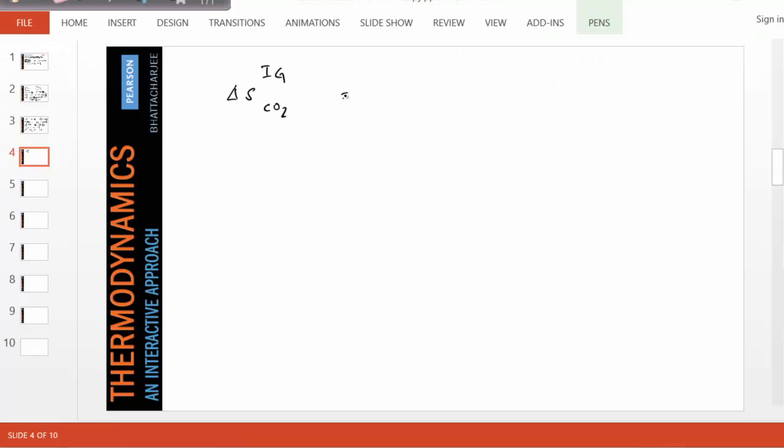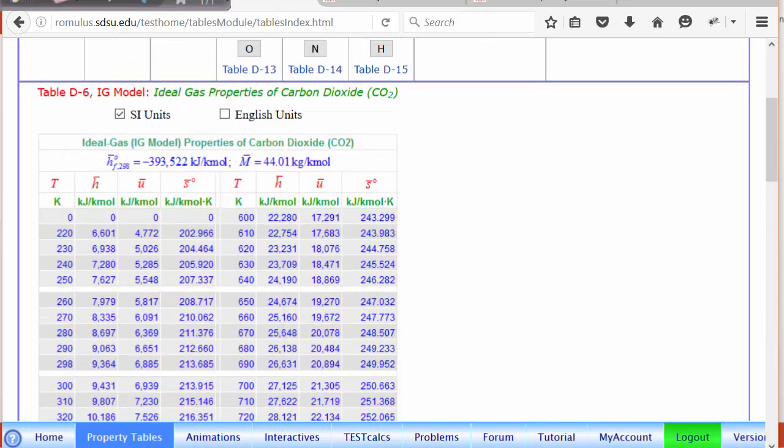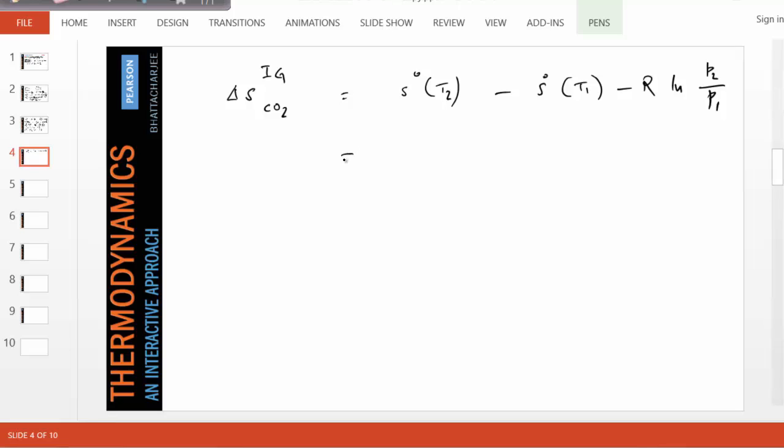IG for CO2. Again, we need to find S0 at T2, S0 at T1, and we already know R and P2 and P1. So let's go find these values. The values are again listed in the same table. S0 is right here. From this table, the 300 Kelvin value is right here. Of course, we have to divide by 44. So keeping that in mind, we substitute these values, getting 308 for this.